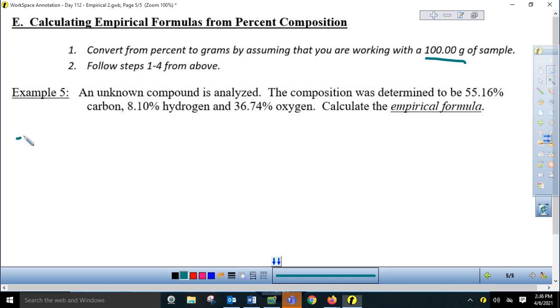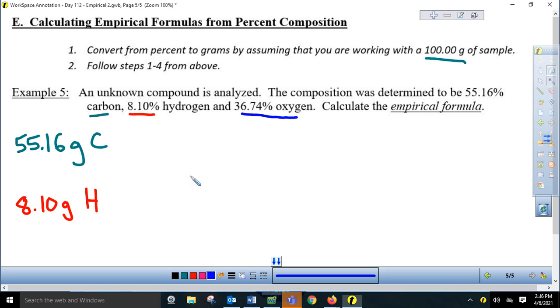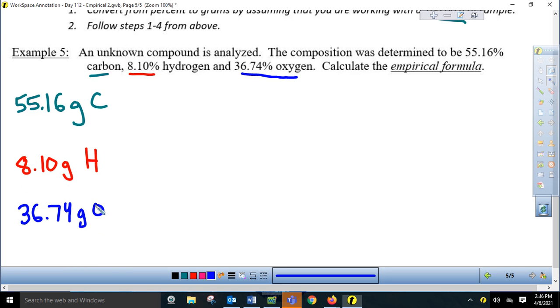So 55.16% of a 100-gram sample is 55.16 grams of carbon. Alright, what else do we have present? We have 8.1% hydrogen. So assume that you have a 100-gram sample, that would be 8.10 grams of hydrogen. And then finally we got 36.74% oxygen. So we're going to assume we have 36.74 grams of oxygen because we're assuming we have a 100-gram sample.